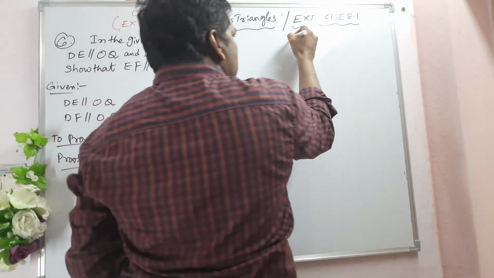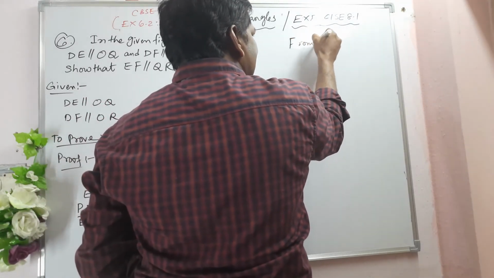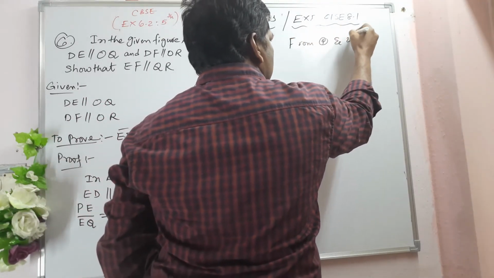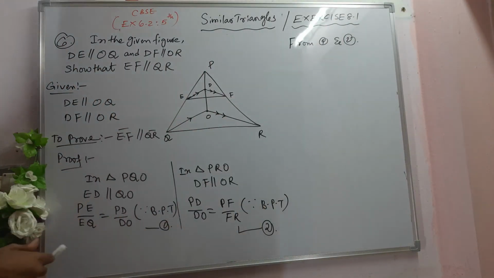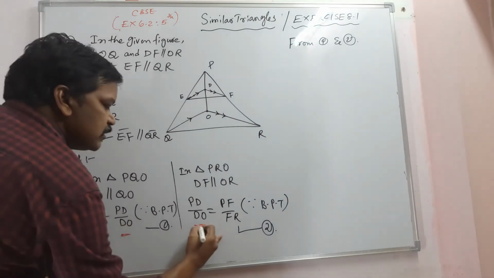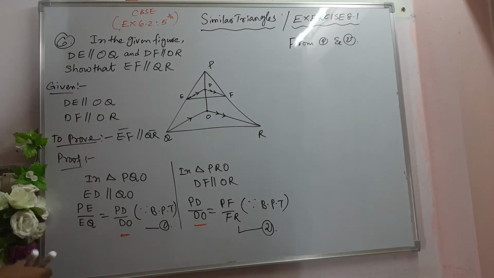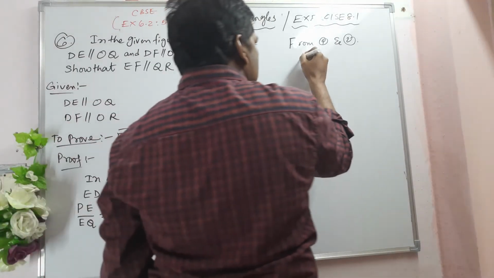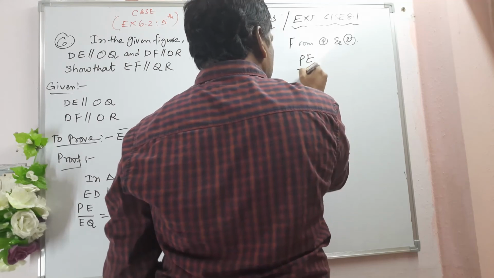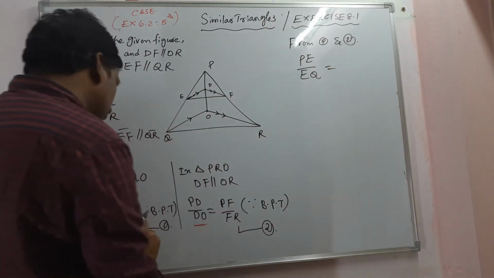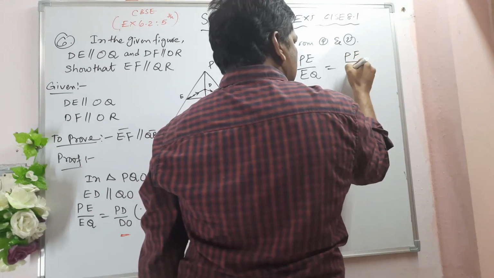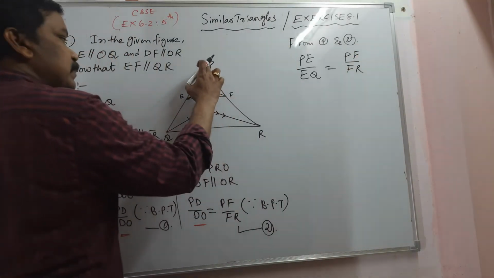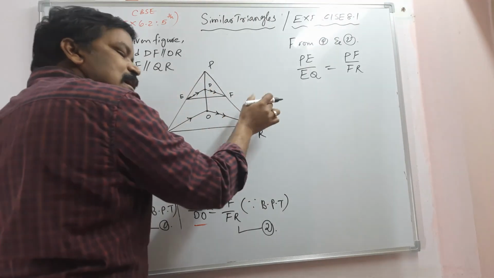From equations 1 and 2, students, you can tell this. Here PD by DO is there, here also PD by DO. In both equations, PD by DO is common. Then you can write PE by EQ is equal to PF by FR.